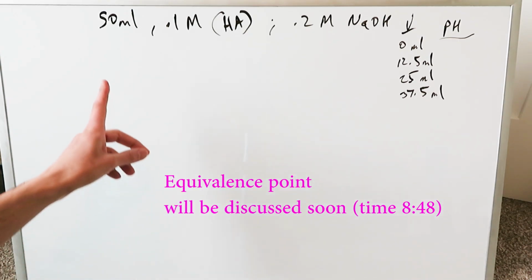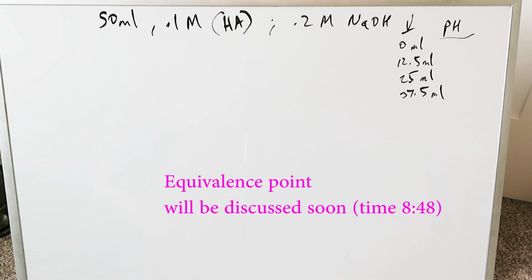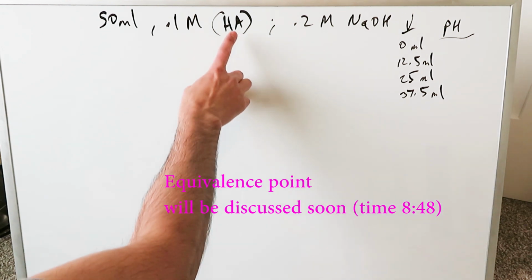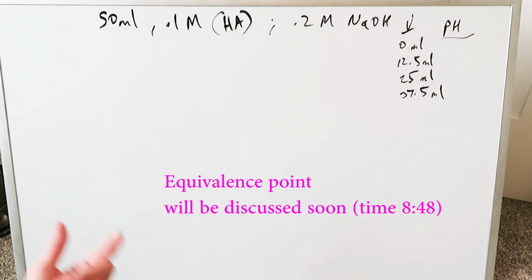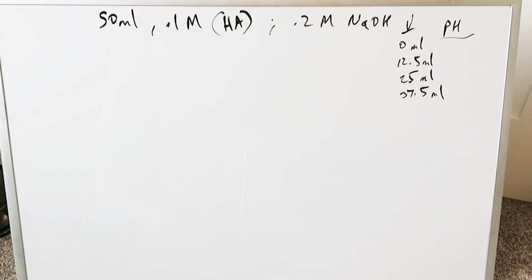Our situation is this: we have 50 ml of 0.1 molar weak acid, which I'm symbolizing as HA. It could be formic acid, acetic acid, carbonic acid. We have 50 ml, 0.1 molar. We are going to titrate this against 0.2 molar sodium hydroxide.